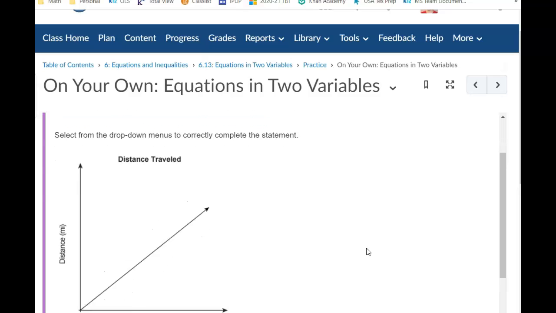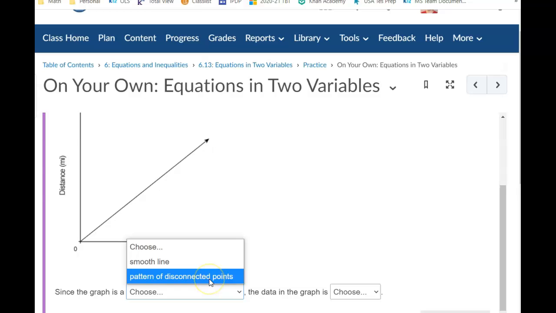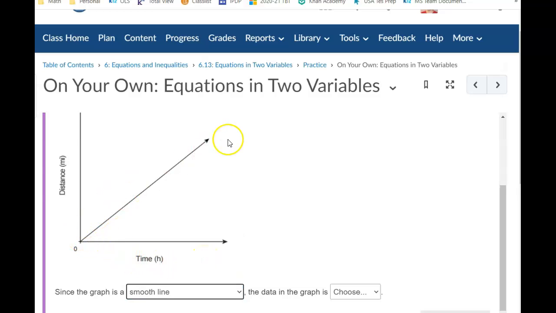How about this? We have ourselves a little graph. Since the graph is a smooth line or pattern of disconnected points, looks like a line to me, a ray actually. Since it's a ray, the data in the graph is continuous. Now, this is kind of a generic graph.